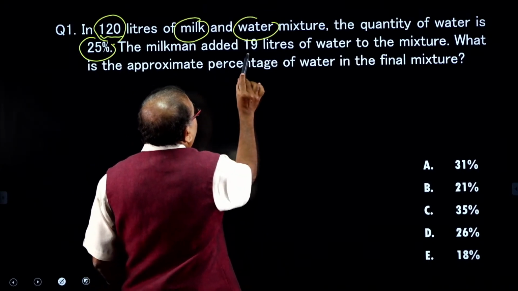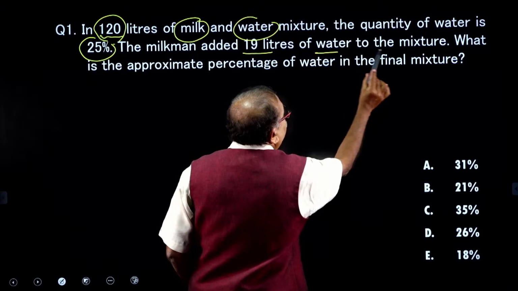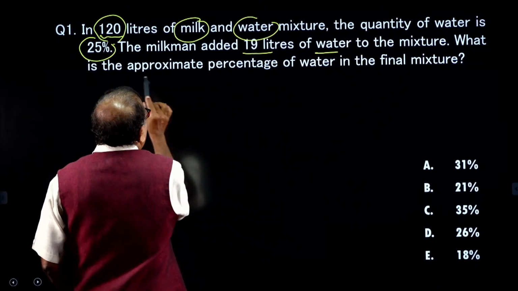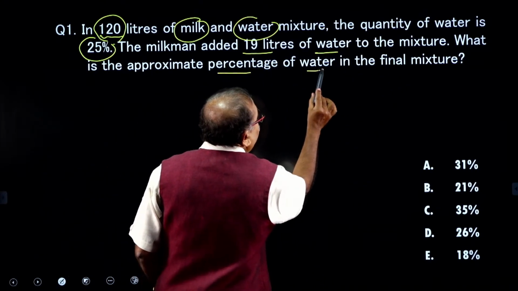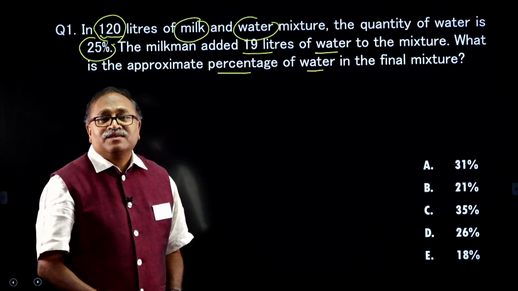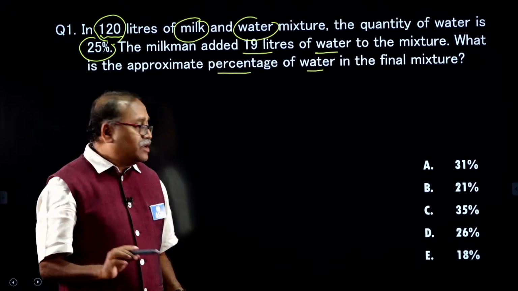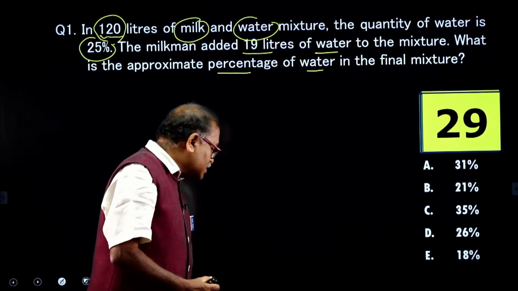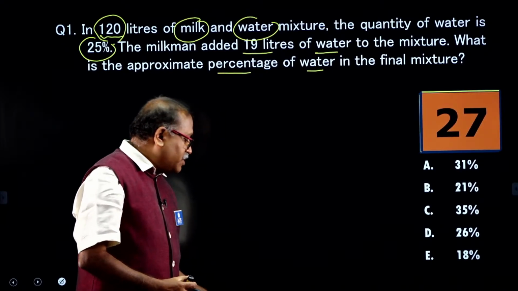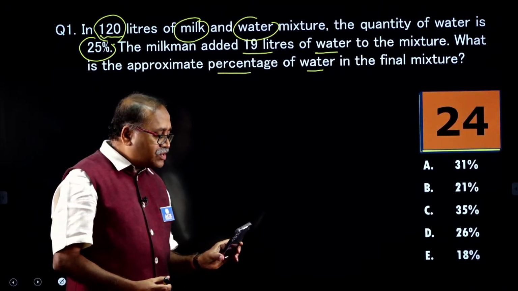Now, the milkman add 19 liter of water to the mixture. So, what is the approximate percentage of water in the final mixture? I will say it is a very prelim level question. Your 30 seconds starts now. Can some of you able to answer this question, my dear friends?